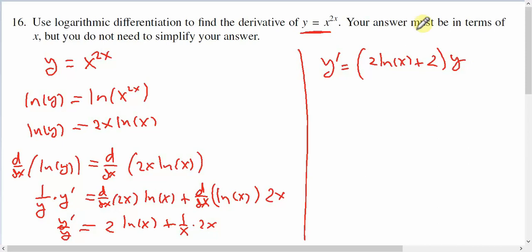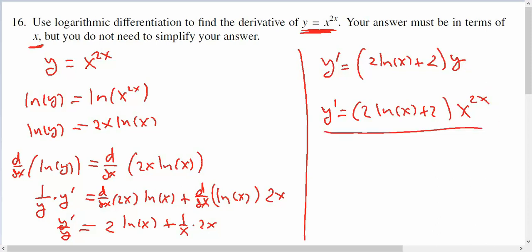This says your answer must be in terms of x, but you don't need to simplify it. In other words, don't leave the y sitting here. Just turn it back into what it is. So y prime is going to be 2 natural log of x plus 2 times x to the 2x. That's what y is. And so that would be your derivative of that function. So not a formula, but there is a process that allows us to handle it when we do have a varying base and a varying exponent.